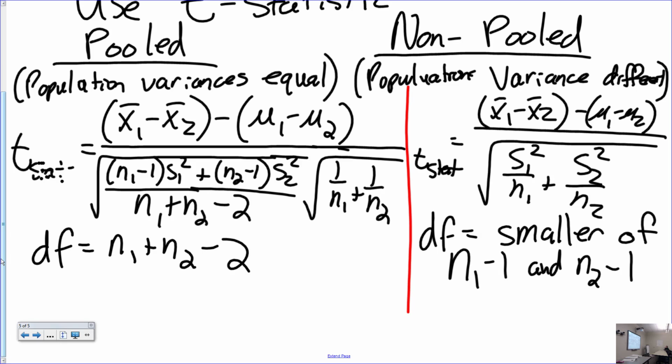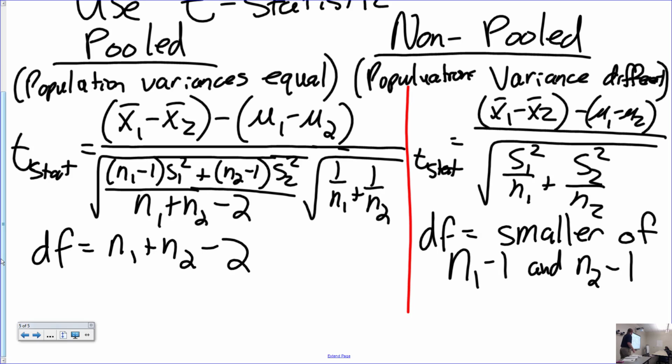I thought you were doing the alpha or alpha divided by 2 thing over there. What is that? Nope, it's just this is what you're going to compare to your t-critical value.